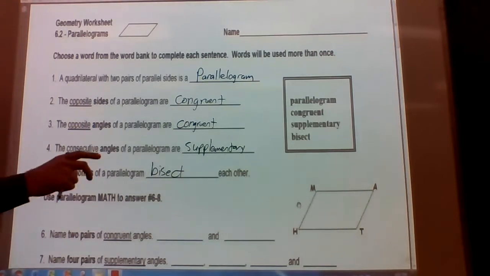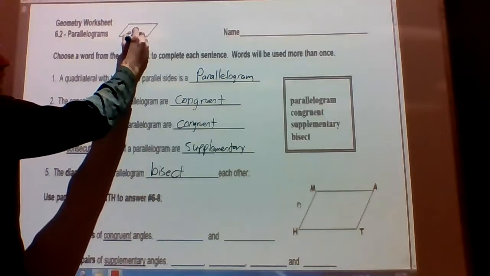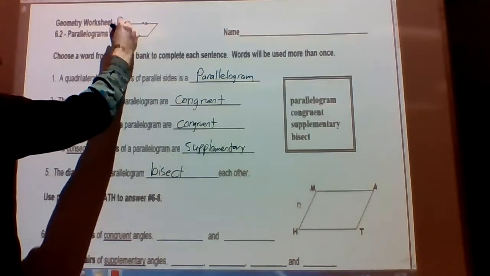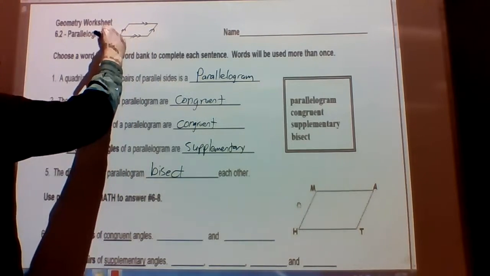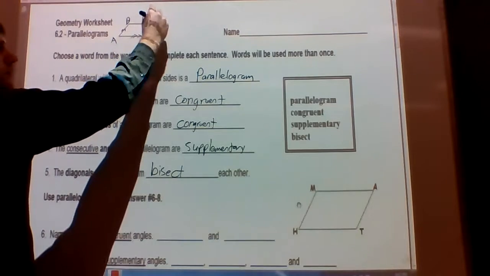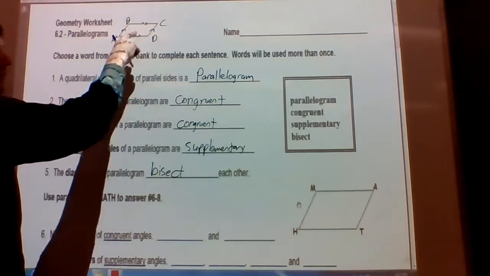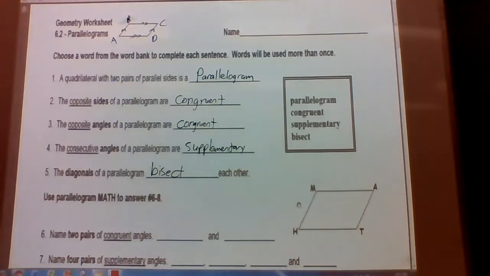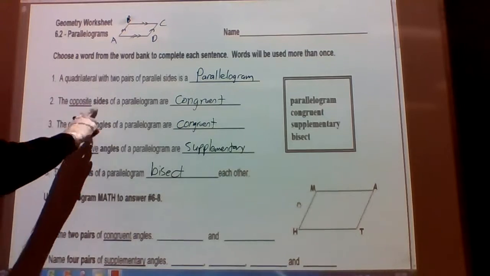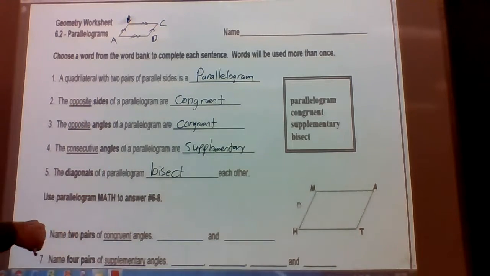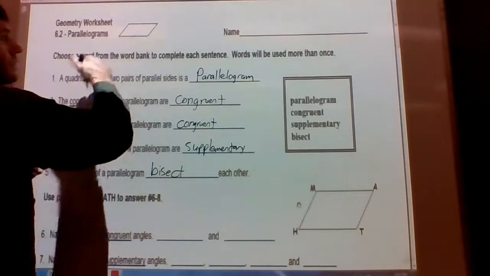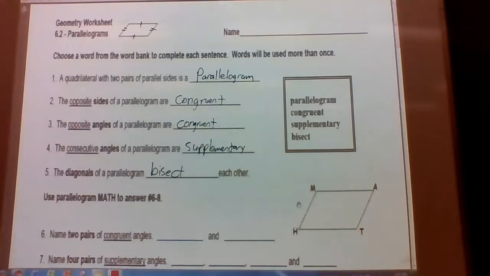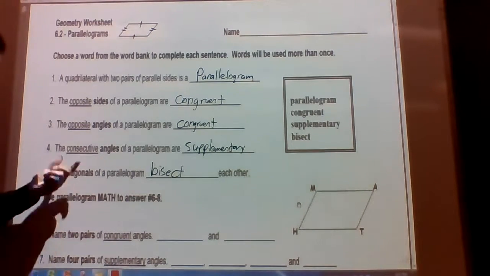So again, if we have a parallelogram for this one, for example, it's defined as having 2 pairs of parallel sides. So these sides are going to be parallel. If we name this A, B, C, and D, AB is parallel to CD, and BC is parallel to AD. Opposite sides of a parallelogram are congruent, meaning the length of the opposite sides are going to be the same.